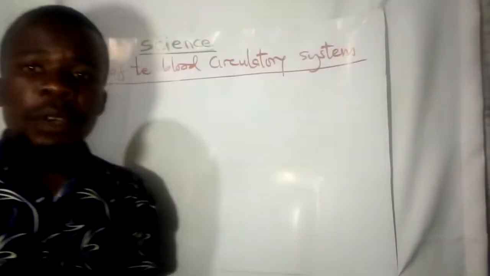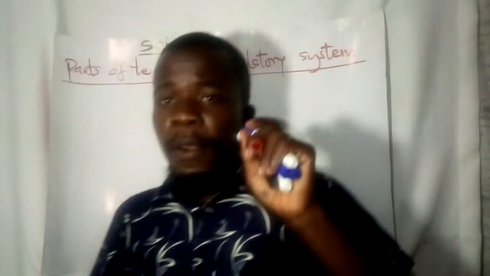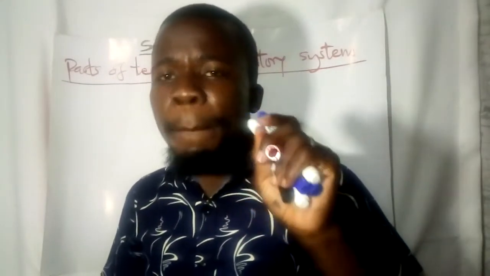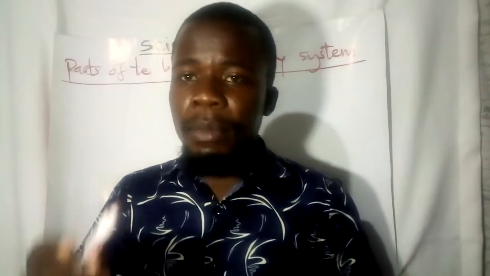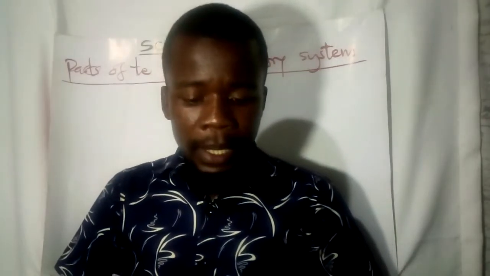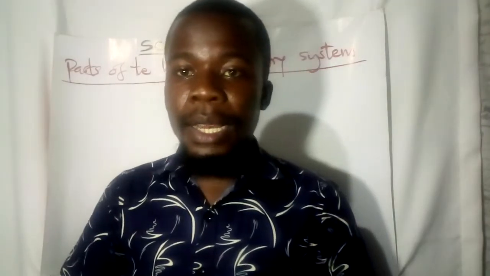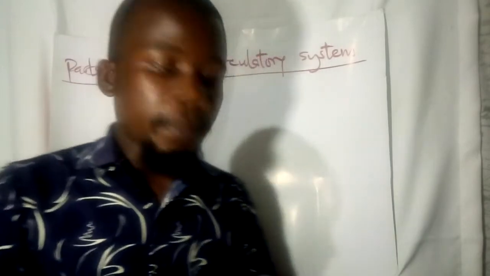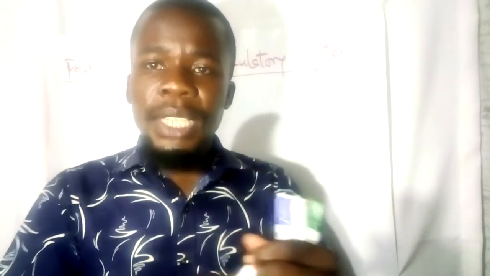So, we have got the parts of the blood circulatory system. We have got 4 main parts. I'm sorry, I'm using red because it's night, so some of these colors are a little bit faint, so you cannot see them. Well, the main parts of the blood circulatory system are, number 1, we have got the heart.